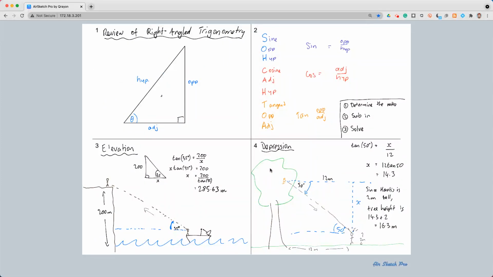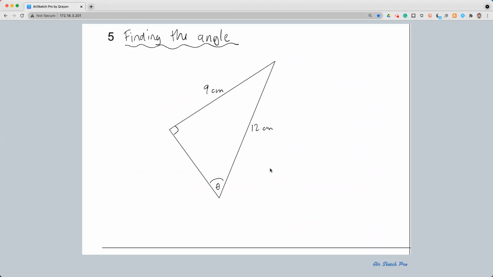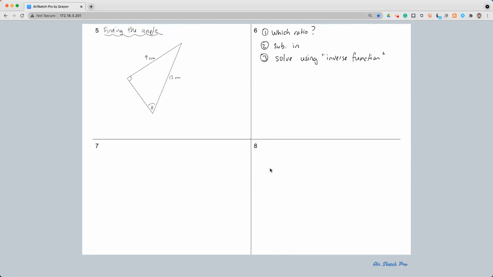Okay, the only sort of missing thing for this kind of problem is what happens if it's an angle. That's the thing that's missing, and it's basically the same approach. So in this case, I have two sides and I have an angle, but the steps are the same. What ratio? Substitute in and then solve, but in this case, this is where it gets a bit different. We solve using the inverse function. So I prefer to just start with the basic function and then work my way through.